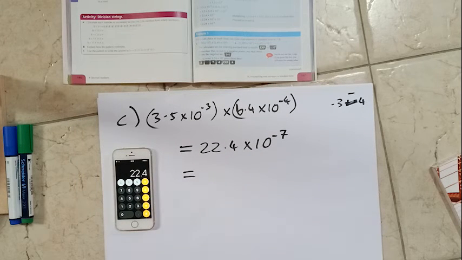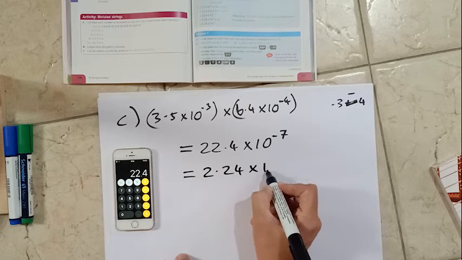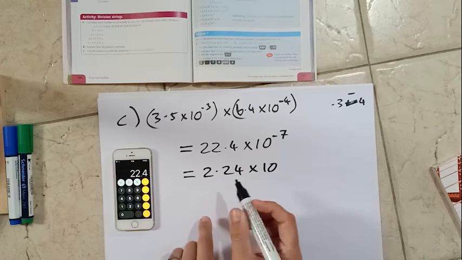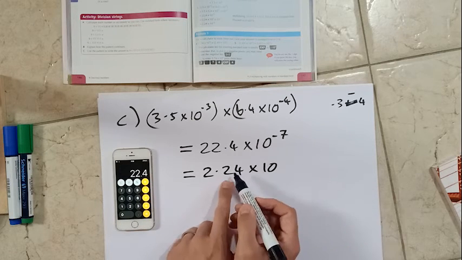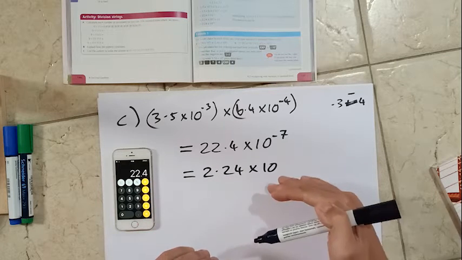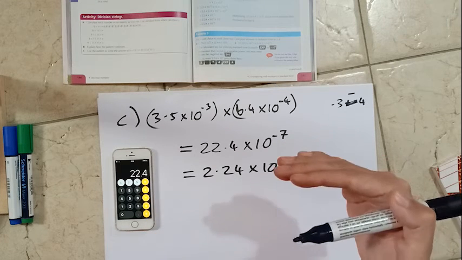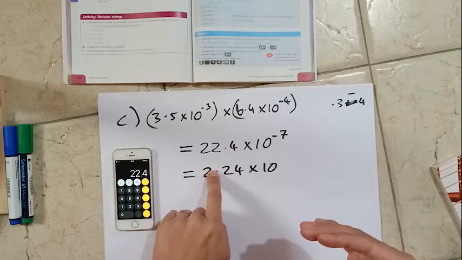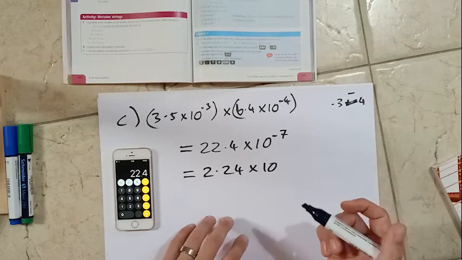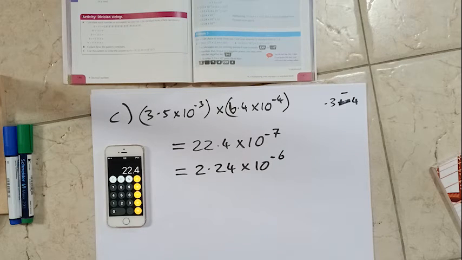Equals, that's not standard form because it's more than 10. So it's 2.24 times 10 to the, right, what are we going to do here? We've made this number even smaller, remember? So to compensate, this has to go bigger. So we divided that by 10. So this needs to be times 10 more. Well, that's minus 7, so we need to go to minus 6.